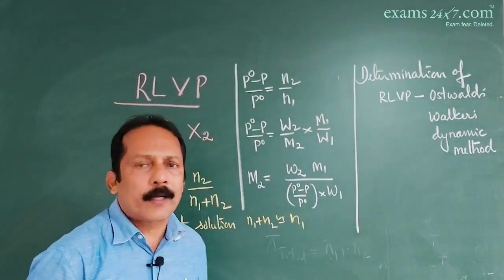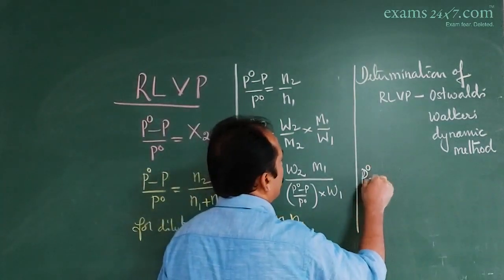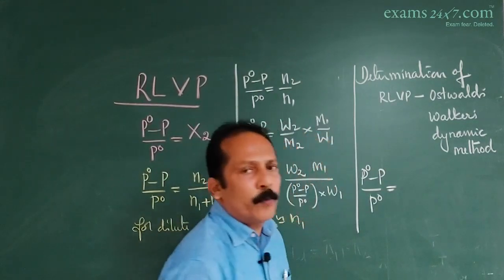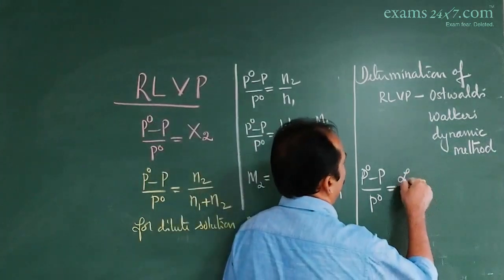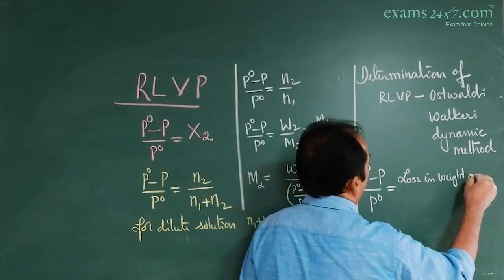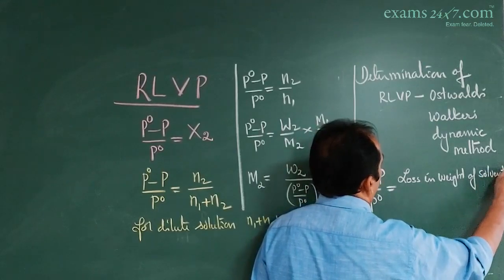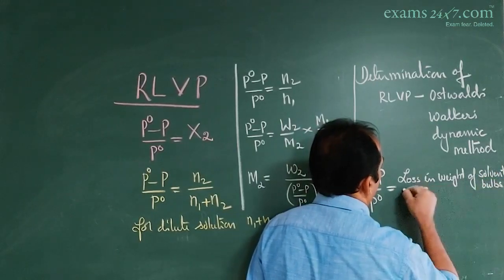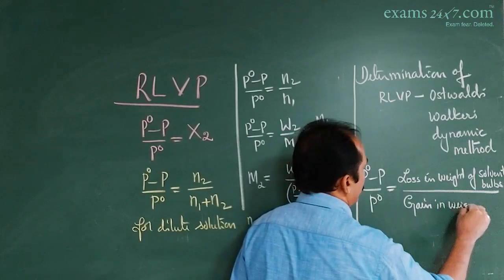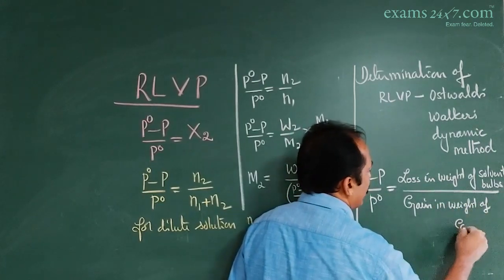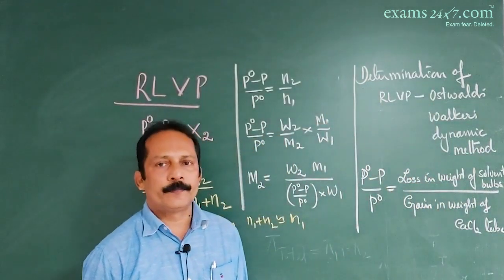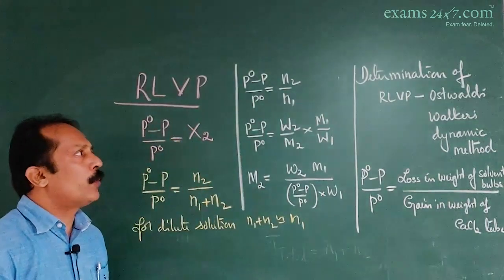According to Oswald-Walker's dynamic method, (P naught minus P) divided by P naught is equal to the loss in weight of solvent bulbs divided by the gain in weight of the calcium chloride tube. The U-tube contains calcium chloride. This ratio gives the relative lowering of vapor pressure.